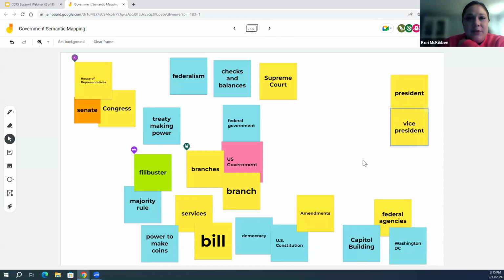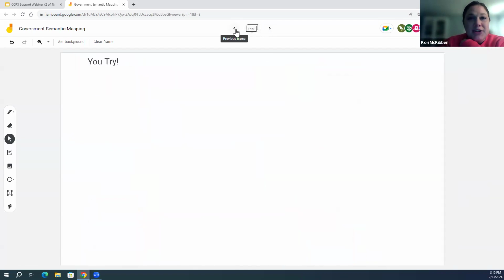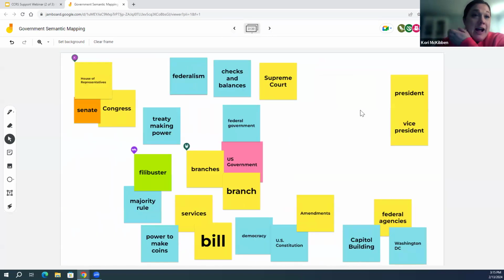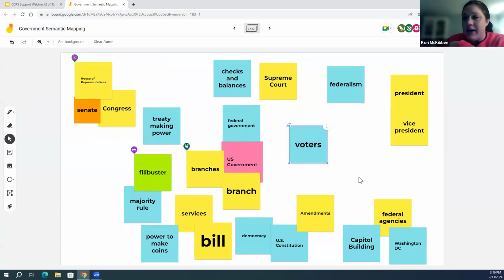Work on sorting. If you want to try it out on your own on a different page, you can. There are all different pages open for you if you want to try out some different ideas. But I see some people are working on sorting out these different categories that we could create. Take about one more minute.